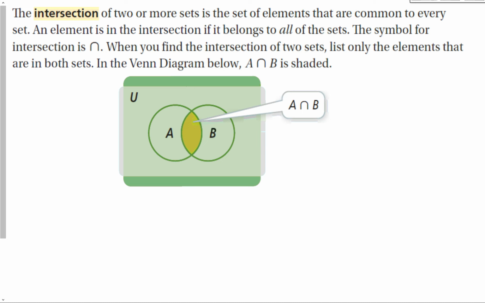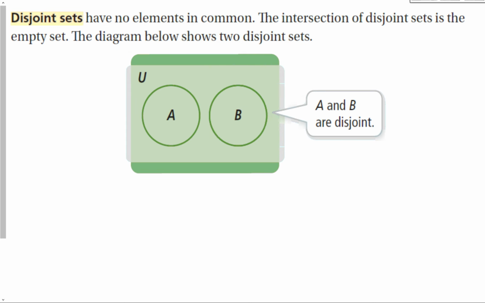The symbol for intersection is that symbol right there, which is clearly not a U. That's how I like to tell the difference between intersection and union: union looks like a U, intersection doesn't look like a U, it's an upside down U. When you find the intersection of two sets, list only the elements that are in both sets. So in the Venn diagram, that's only this region right here, where they overlap, where they cross.